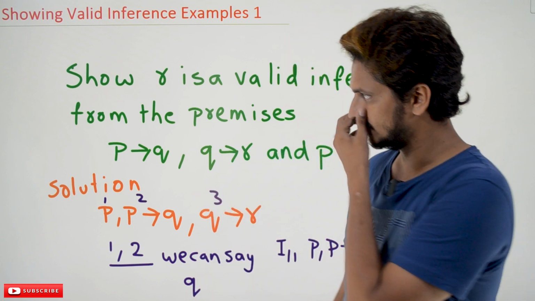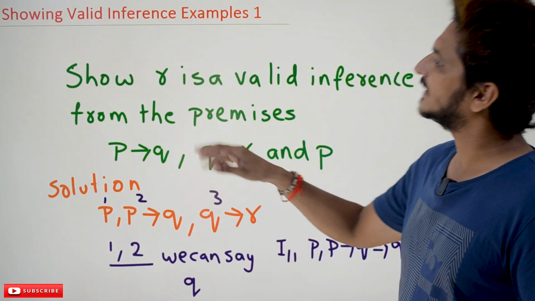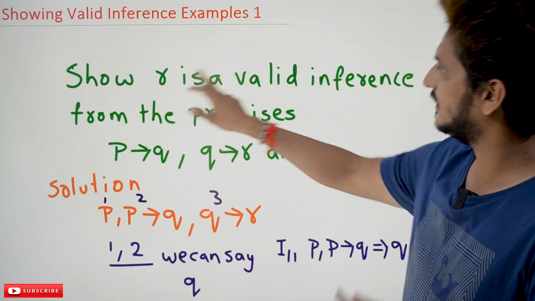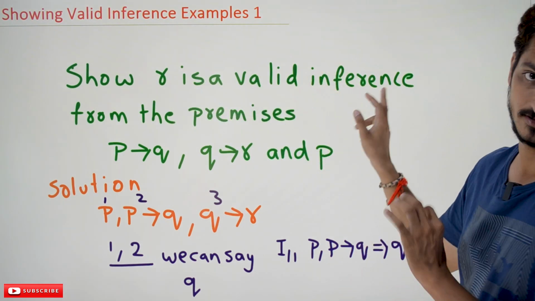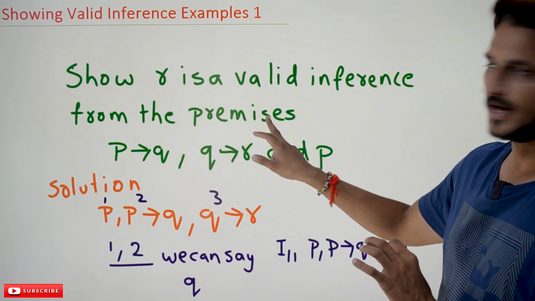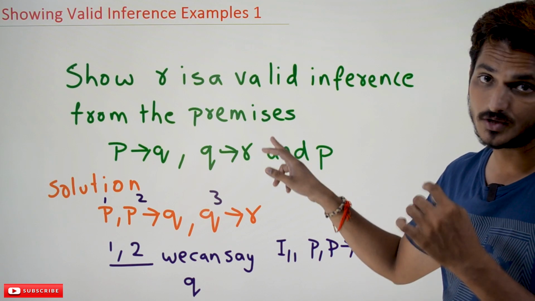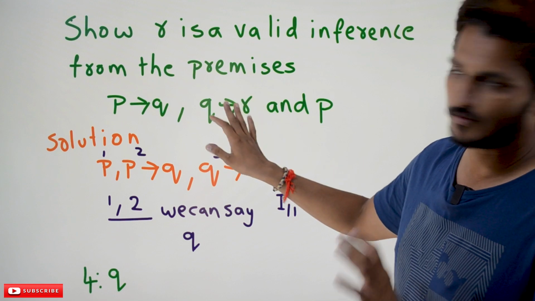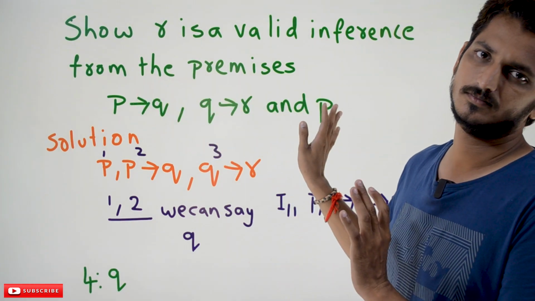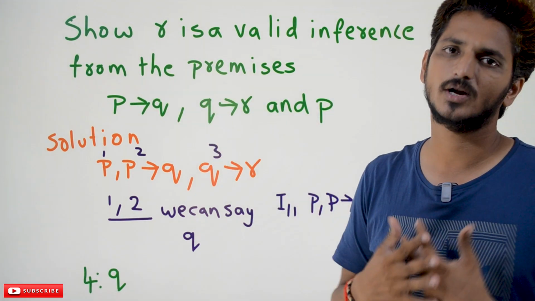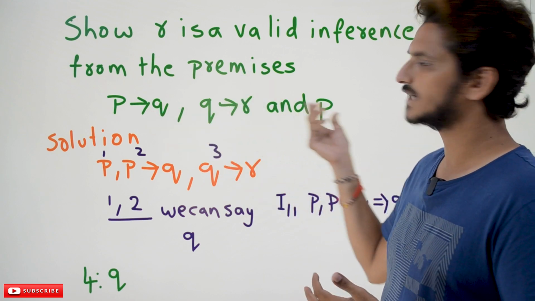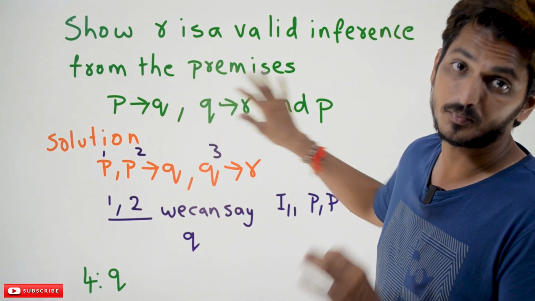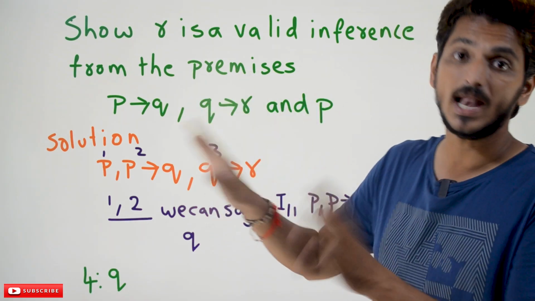Coming to today's class, the given example is like this. We need to show that R is a valid inference from the premises. This is the new term which we are going to introduce here. Premises means they have provided some propositions. In simple terms, premise means some propositions have been provided and they are saying that these are valid propositions. What's the meaning of valid propositions?